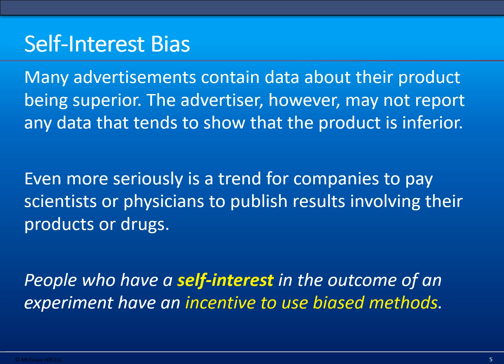It's really quite simple. Many advertisements contain data about their product being superior. The advertiser, however, may not report any data that tends to show that the product is inferior. This happened years ago, decades ago, with cigarettes. Cigarette companies did not report all the carcinogens that they were putting into cigarettes at the time. Chemicals that would keep the cigarette lit.